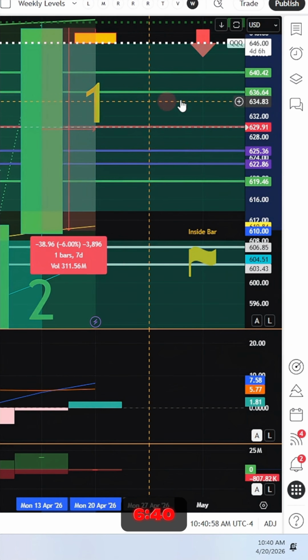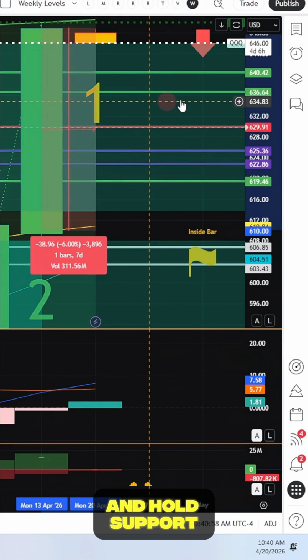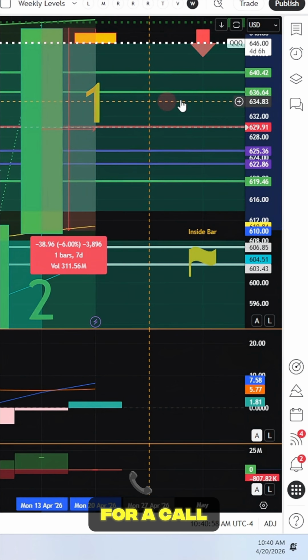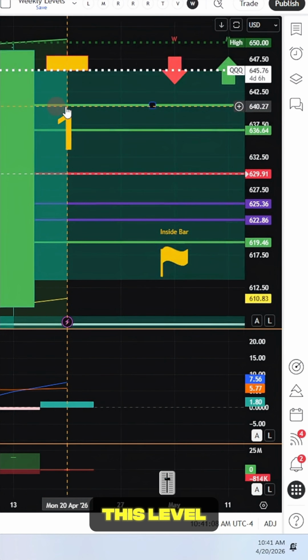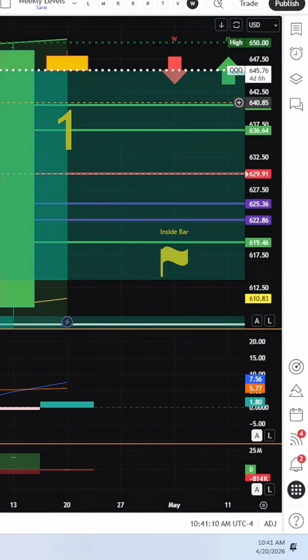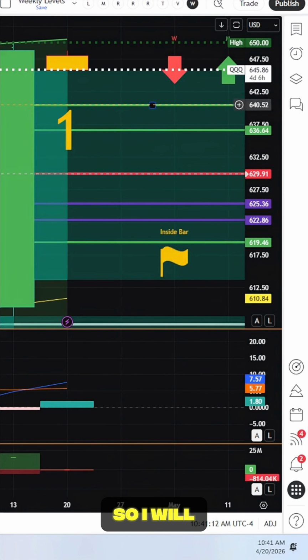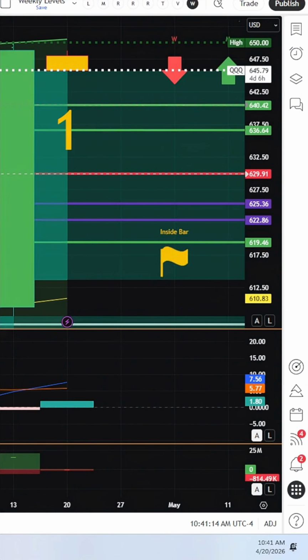And then we have potential call bounce. I'm looking at 640 as a potential bounce area for the Qs. If we pull back to 640 and hold support right here, you could look for a call entry right around this level. This is a high risk call entry, so I will be careful right there at 640. Our strongest support area will be 630, 670. So this will be call entry.